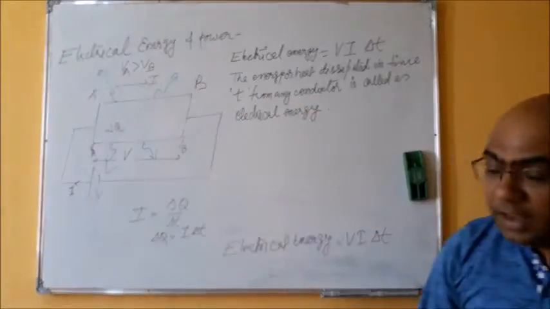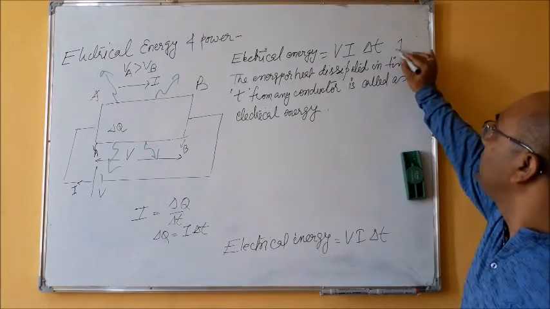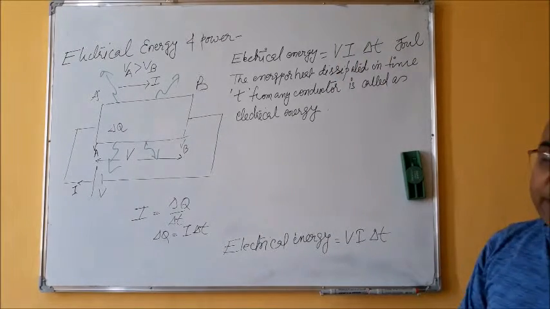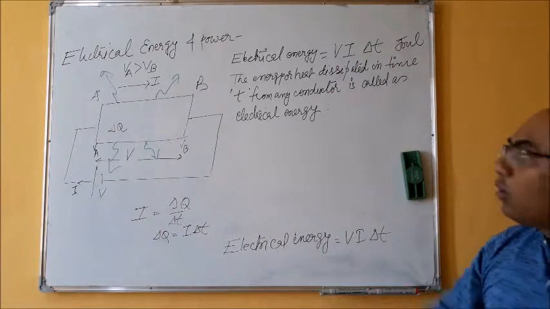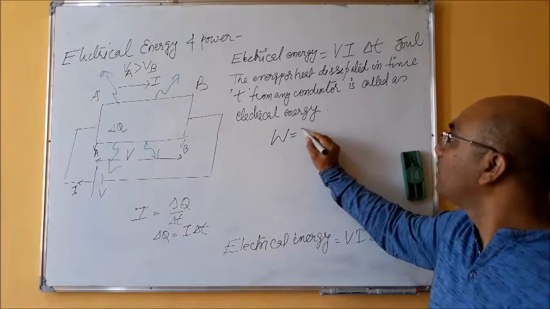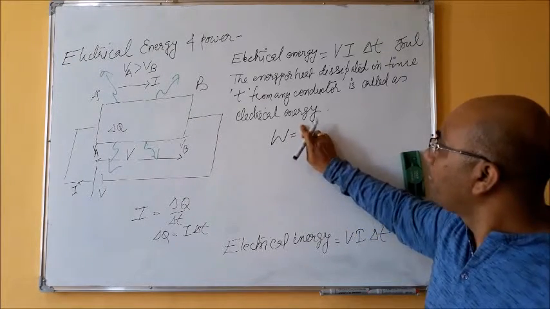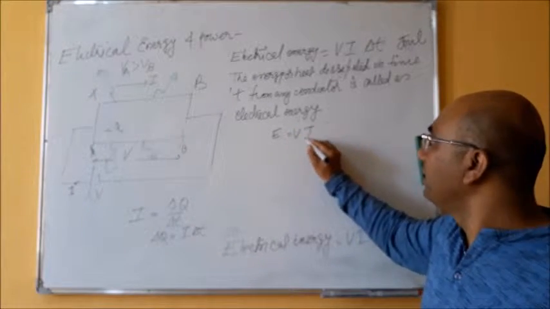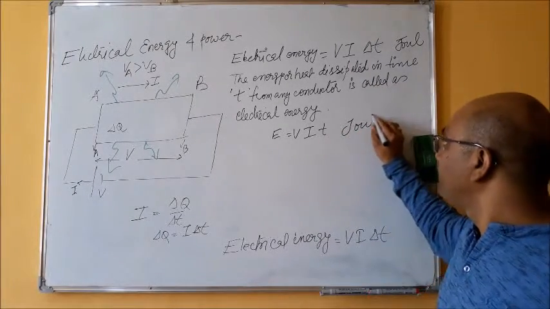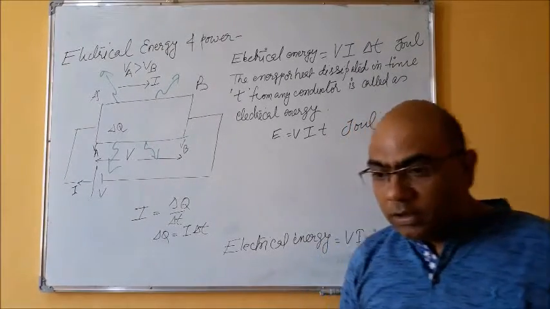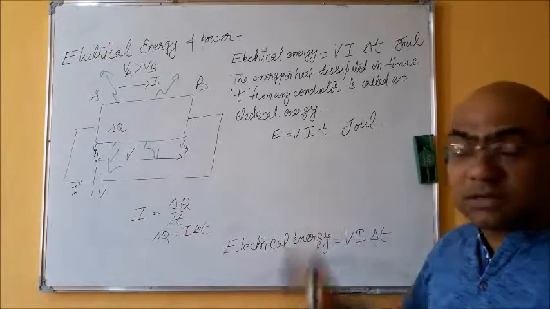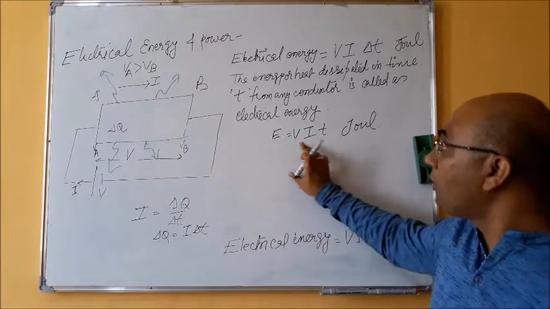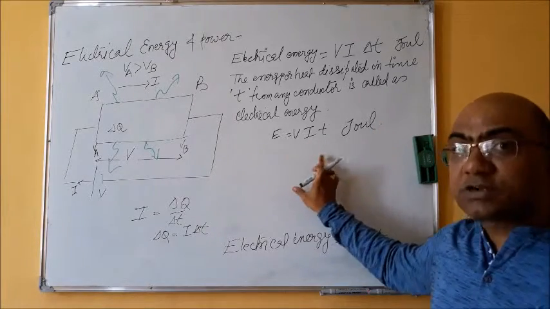Electrical energy. And since this is energy, what is its unit? Joule. So the unit of electrical energy is given by joule. Normally we define it by the symbol V, or in some other textbooks you will see VIT joule. So this is the expression for the energy, and the energy dissipated in time T is called the energy.